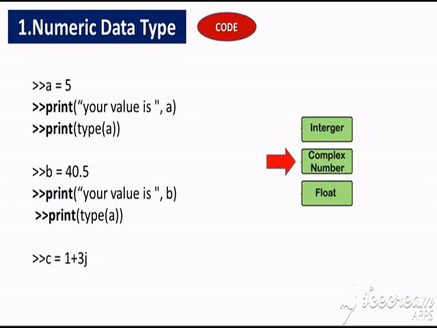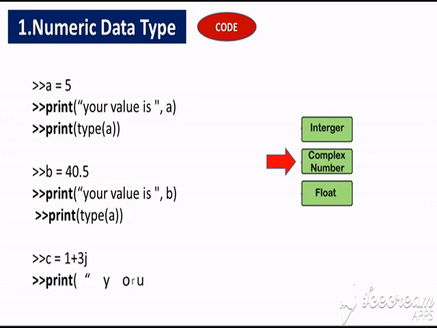So complex number is basically written by C is equal to 1 plus 3j. So C is actually a variable. I am taking a variable to assign the value 1 plus 3j. 1 plus 3j is a complex number basically.